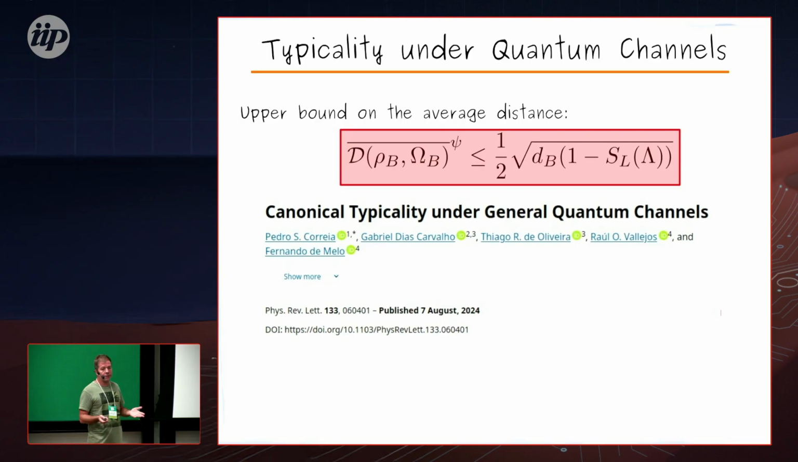And what you see, what I think is expected, is that if your channel erases a lot of information, has a large entropy, this bound becomes small and you will recover typicality. So it's a very broad generalization, because this channel can be any CPTP map. So this is the result. I have it with Fernando, who is here, and also other collaborators, Pedro, Gabriel, and Raul Valerus, who is also at CBPF.